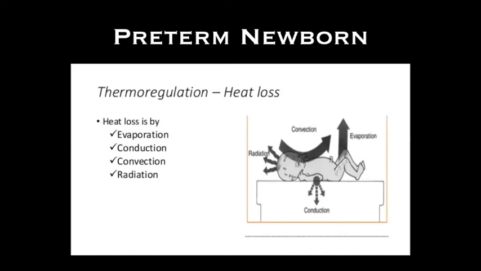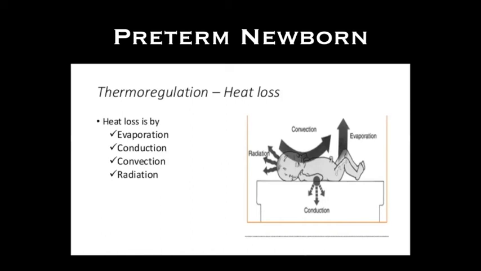So there are four ways by which heat loss can occur in a newborn, especially in preterm babies. Heat loss may be noted in cases of evaporation. That's why once a baby is delivered, we have to dry, because a baby upon delivery would be moist with maternal amniotic fluid. So we have to dry the baby with pre-warmed linens.